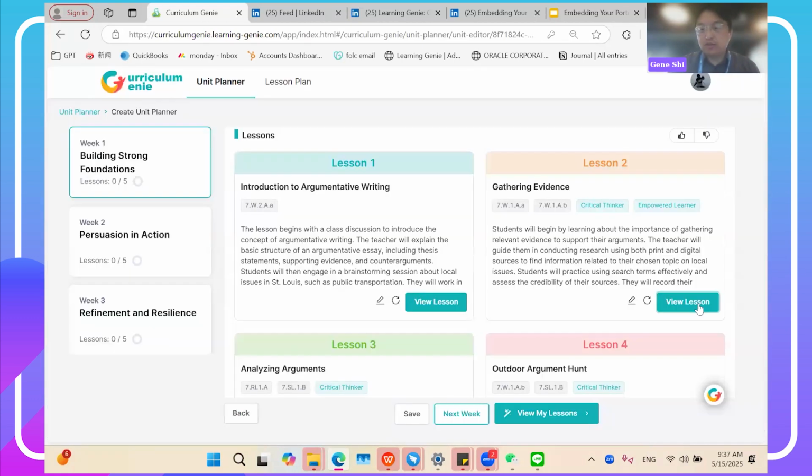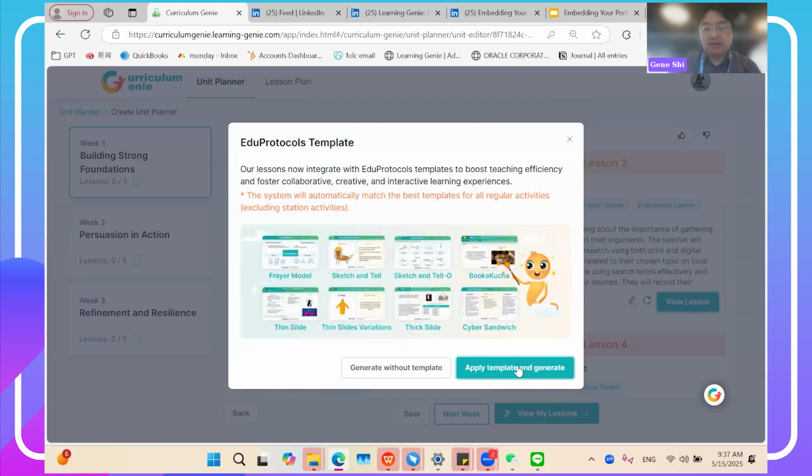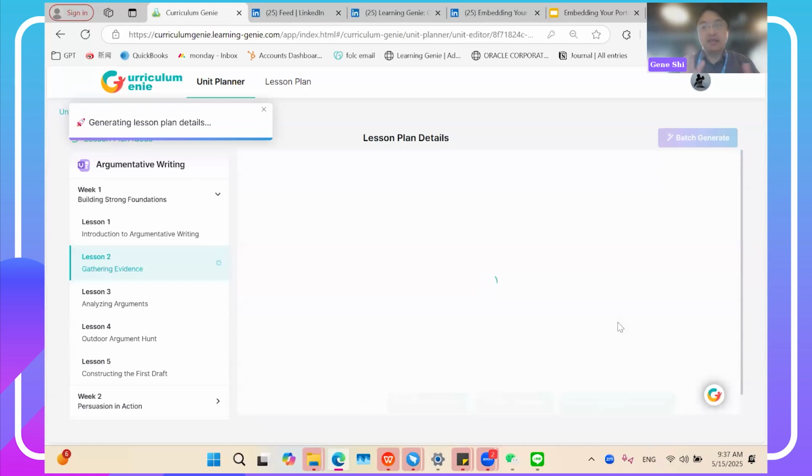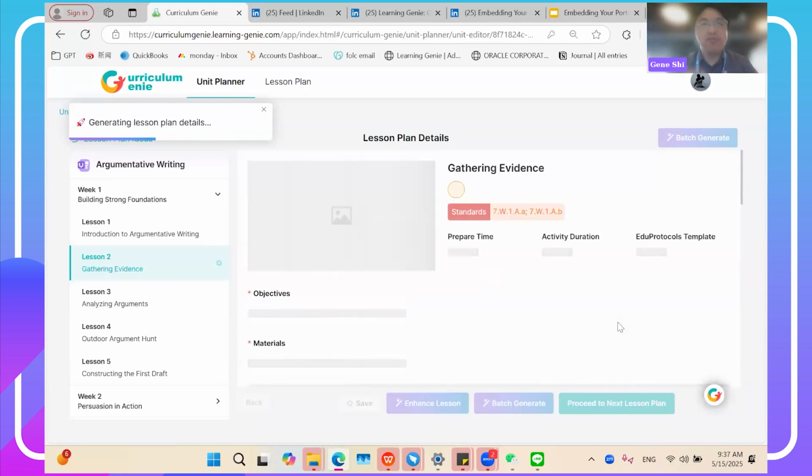I want to show you the view lesson. This is where we embed the portrait of a graduate templates. When we do that, we are able to see the entire plan, just how we show how a teacher can conduct this gathering evidence lesson, but with all the tips for portrait of a graduate, how they can weave that in. So we will zoom into that a lot.